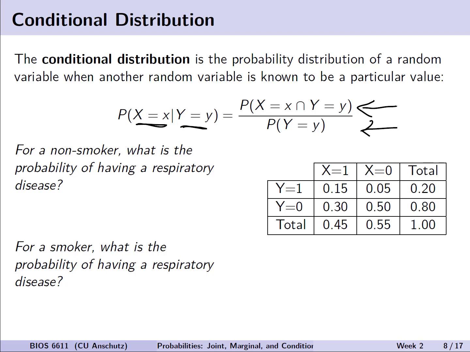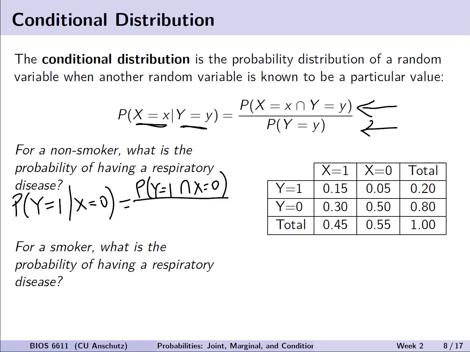Okay, so for a non-smoker, or given that we know someone is a non-smoker, what is the probability of having a respiratory disease? So the way we would again write this out formally is the probability someone has that respiratory disease given that we know they are a non-smoker. We'll then use our equation above to write this out. Probability of y equals 1 and, or the intersection with x equals 0, divided by our marginal distribution for non-smokers.